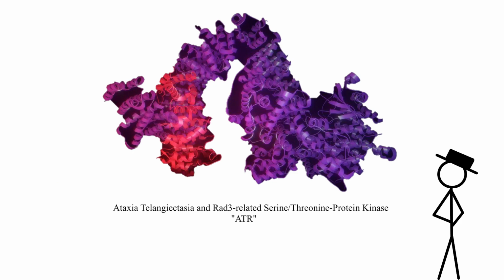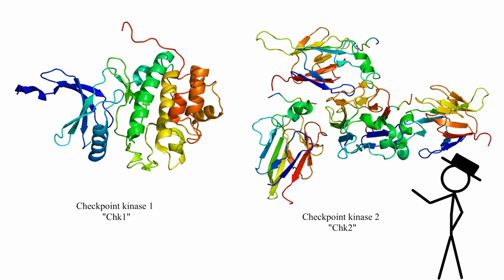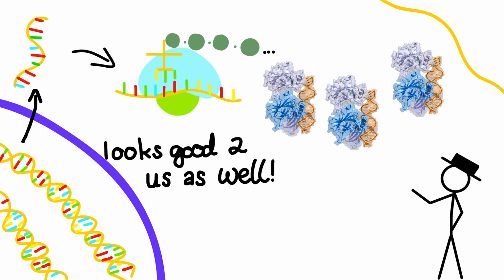Ataxia-telangiectasia and RAD3-related serine and threonine kinase, also known as ATR, along with ATM, will examine DNA once more, repairing any damaged sites it can find. Checkpoint kinases 1 and 2, or CHK1 and CHK2, will also be produced, along with the resurgence of P53 from back in the G1 checkpoint.